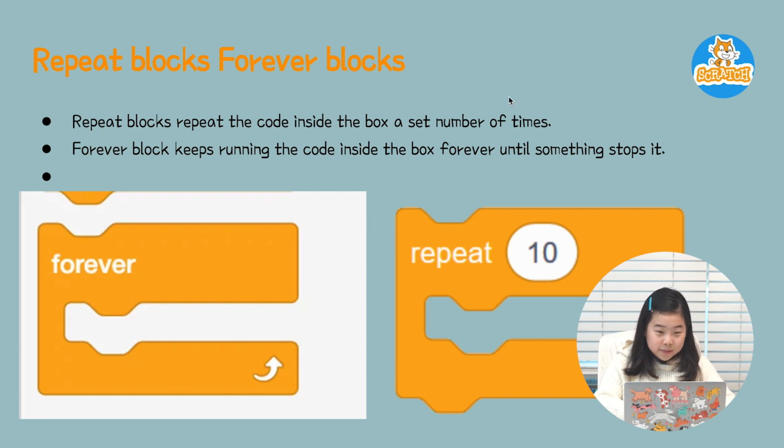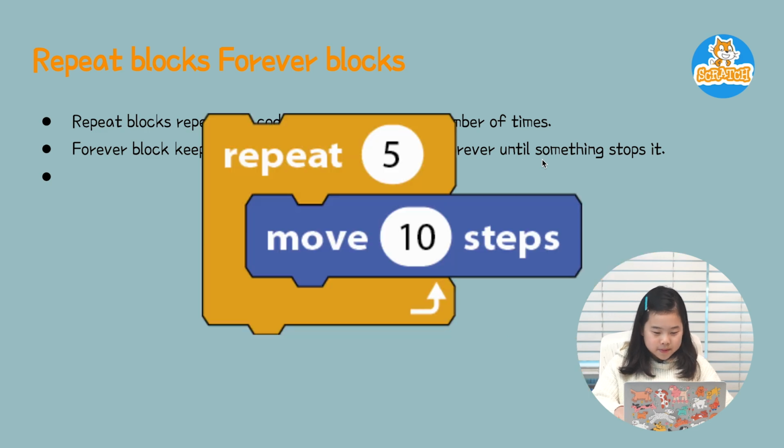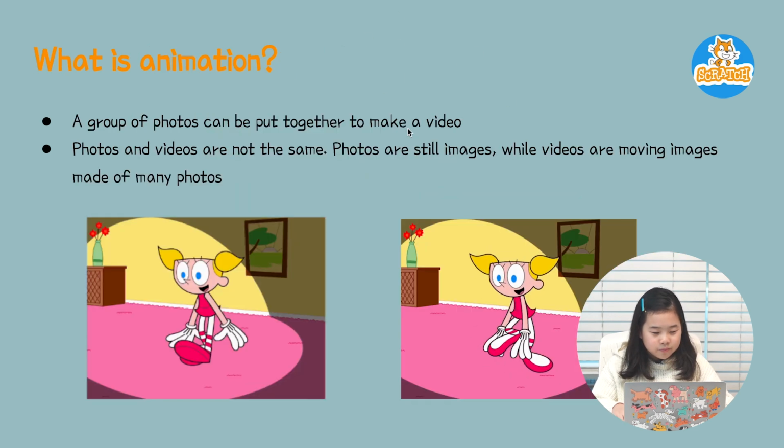Repeat blocks or forever blocks. Repeat blocks repeat the code inside the box a set number of times. For example, if you repeat moving 10 steps 5 times, then you move 50 steps, because it is multiplying, doing that 10 steps 5 times. And forever blocks keep running the code inside the box forever until something stops it, like this.